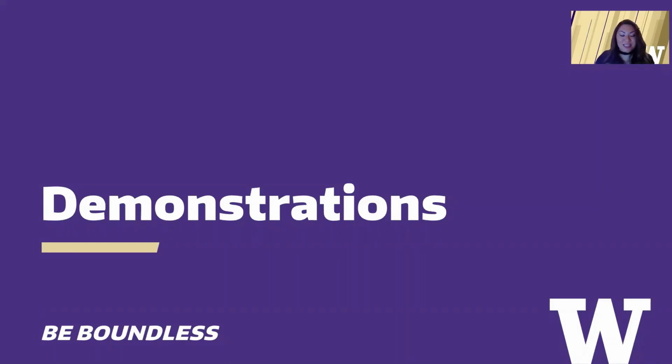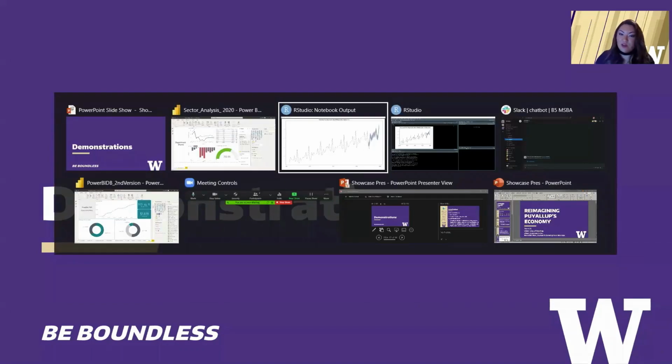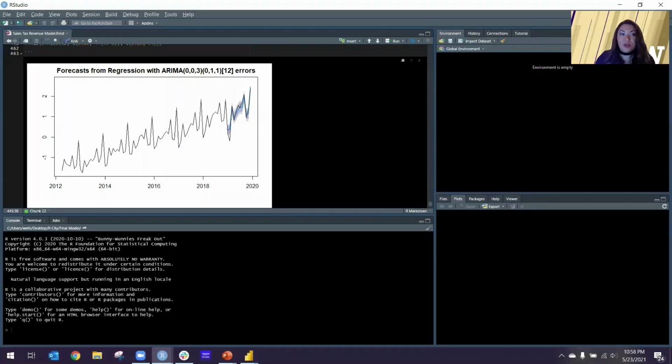Now, we like to take some time to show some of these deliverables in action. We're going to start with our sales tax revenue prediction model. So I've opened up RStudio here, which is where we created our model. I have up a graph of our forecast, and I'm just going to make this bigger so it's a little bit easier to see.